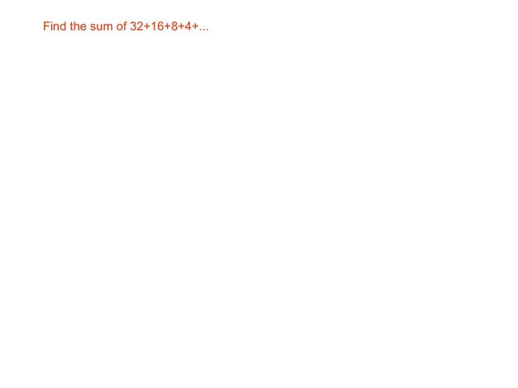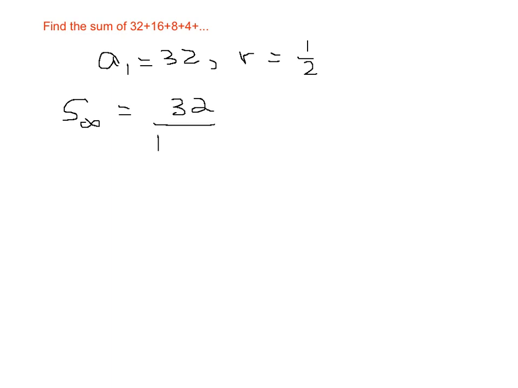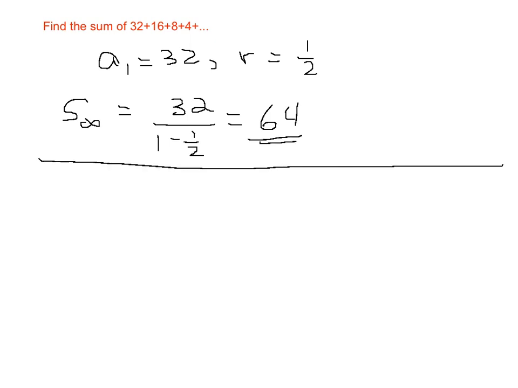Okay, so look at this one. This is an infinite geometric series. And what do we know about it? A sub 1 is 32, and r is equal to a half. And since 1/2 is between minus 1 and 1, this infinite geometric series will converge. And the sum of these infinite number of terms will just be a sub 1 over 1 minus r, which will turn out to equal 64. How easy is that? Okay, let's try one more.